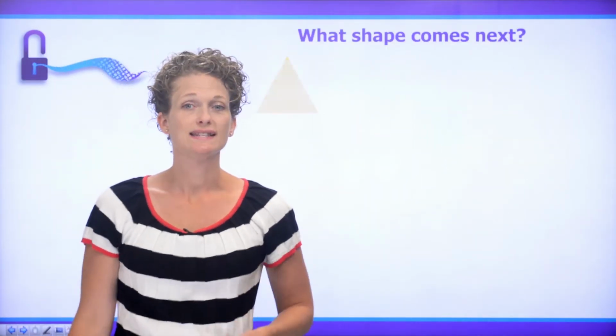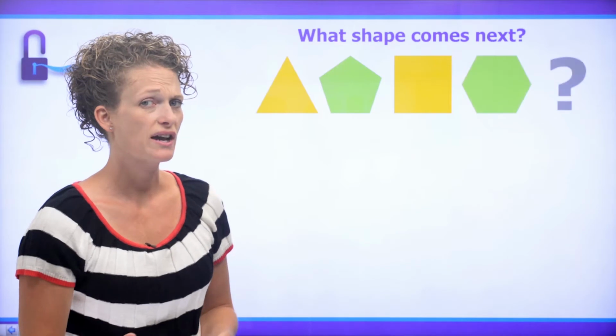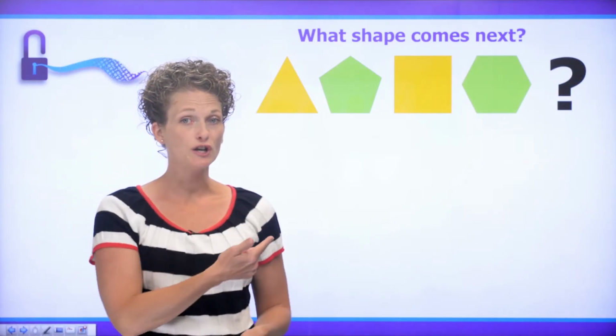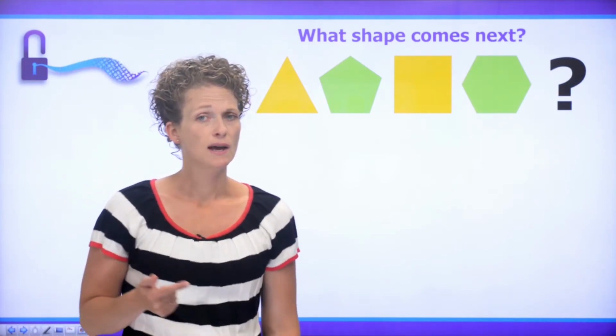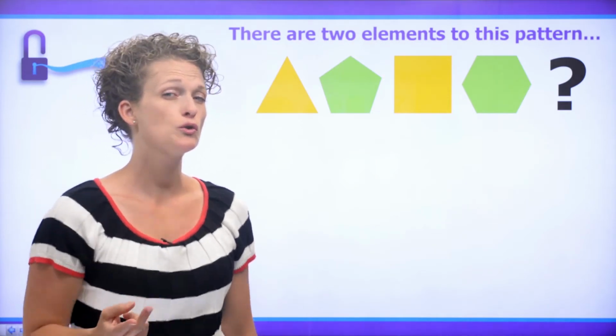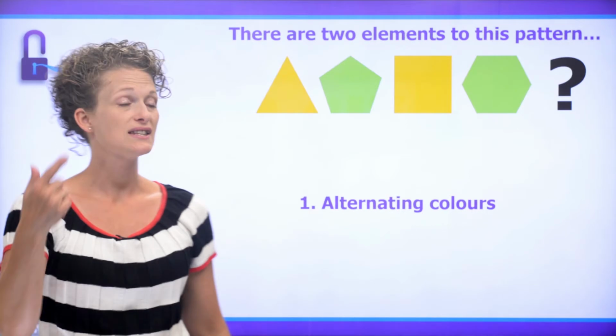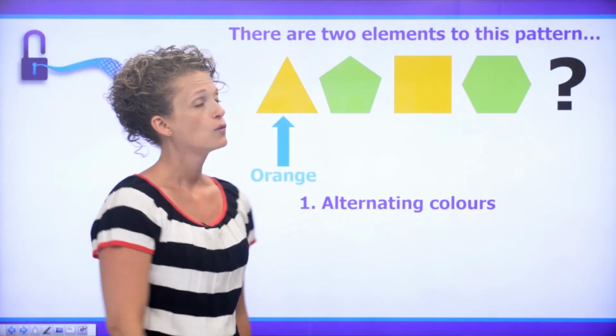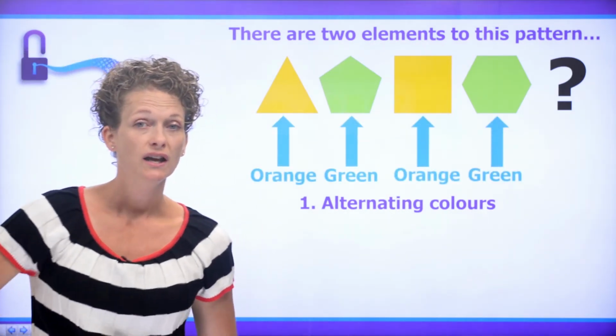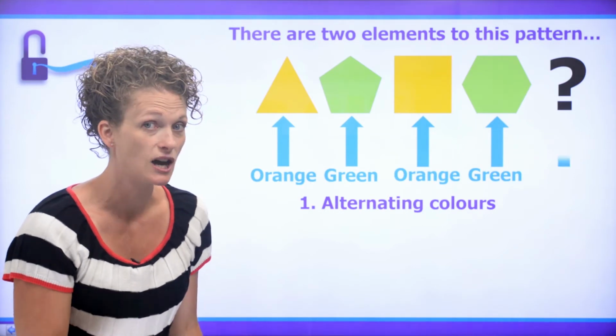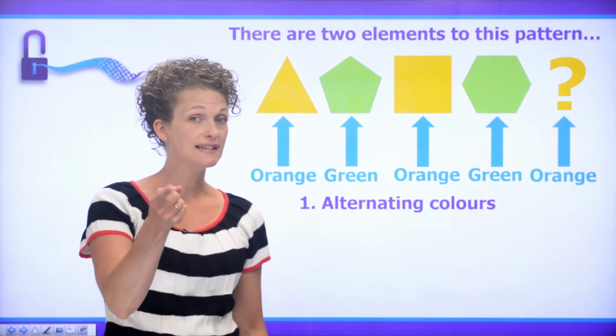Let's have a look at this set of shapes, and you tell me what comes next. Well, I have 4 here, and I want to know what the 5th one is, but you have to notice that there's 2 things going on here. The first thing that I'm sure you noticed right away was that we have alternating colors. Orange, green, and so you would expect that the next color is going to be orange, and indeed it is.